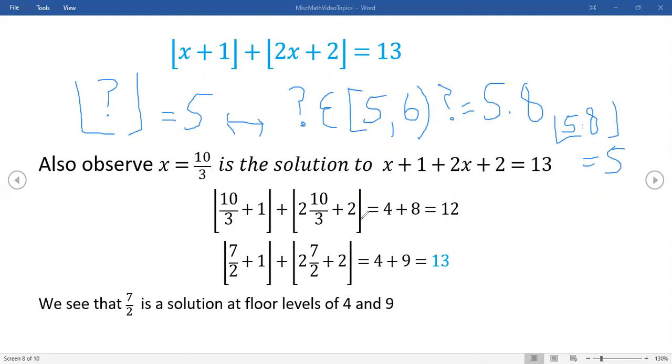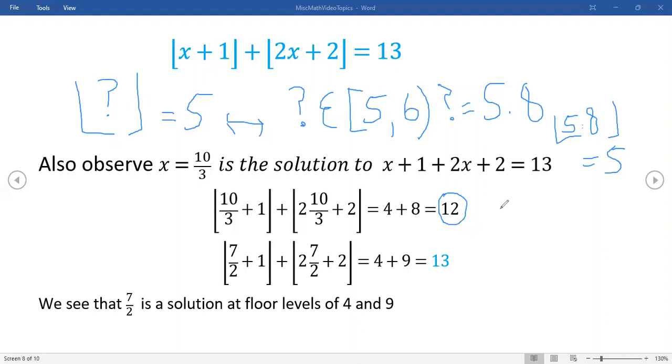And again, you can verify right here that the floor of 10/3 plus 1 is 4. The floor of 2 times 10/3 plus 2 is 8. And so we almost got a solution, but it came out equal to 12, right? So 10/3 is not a solution to the floor equation, but it is a solution to this original equation.